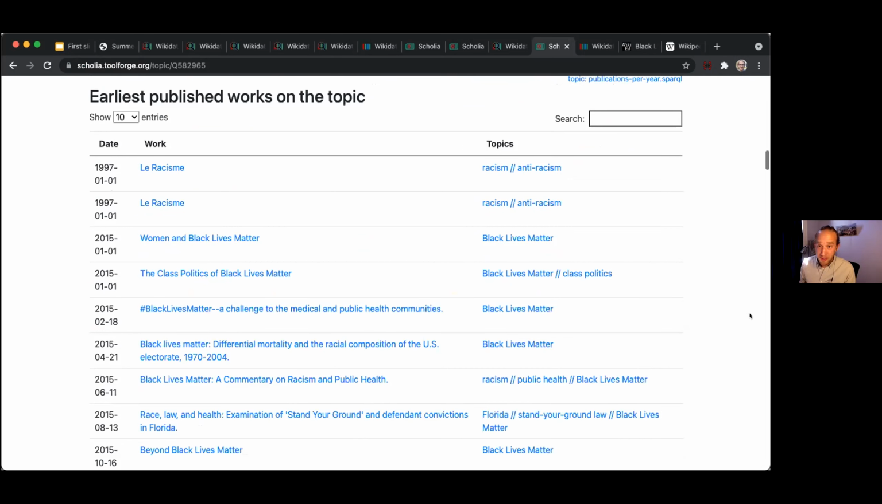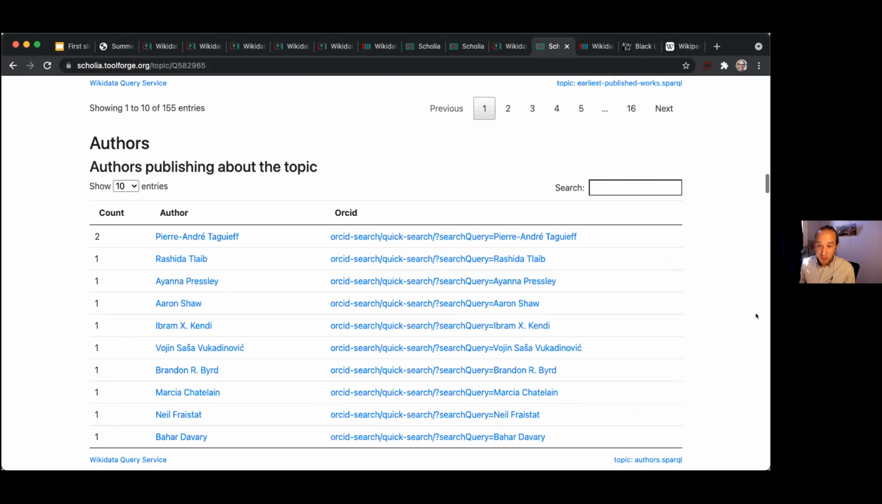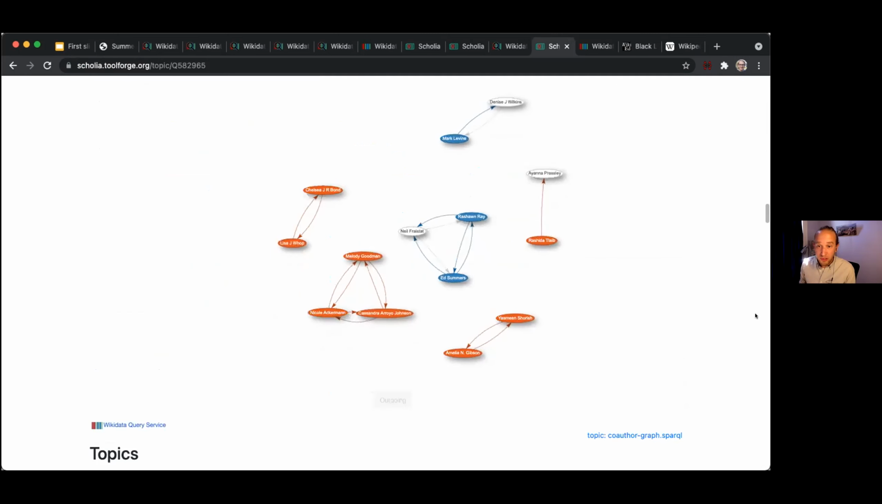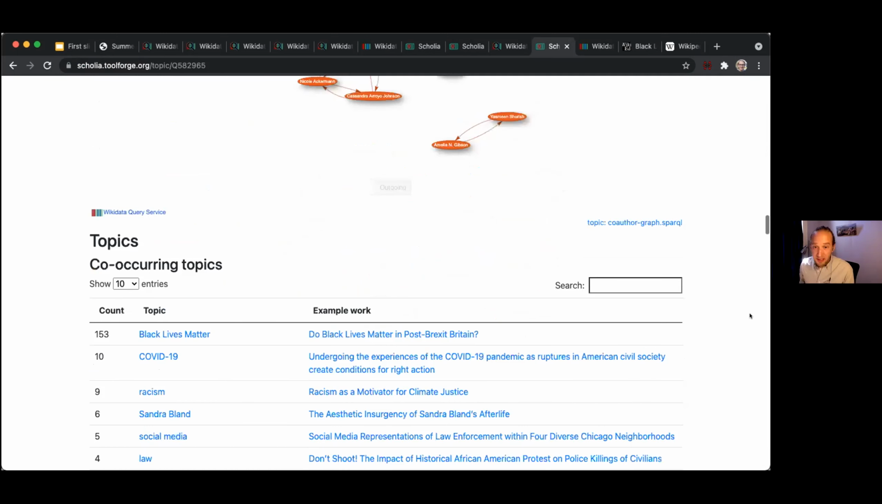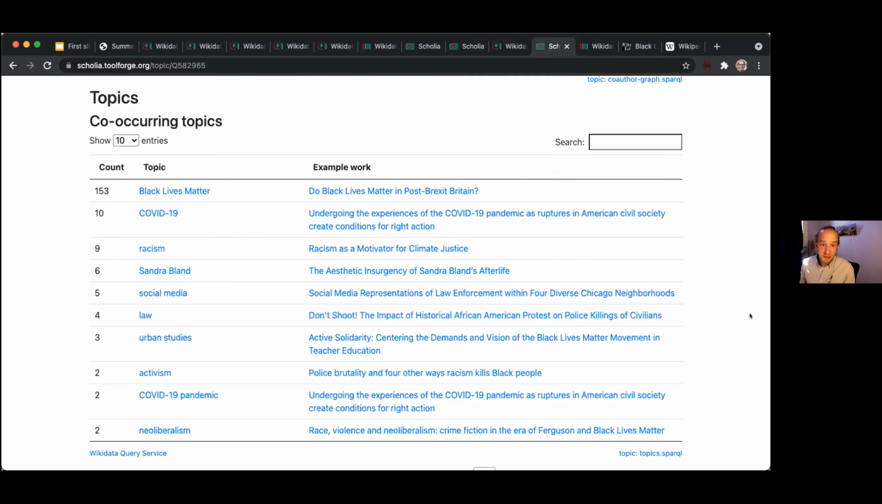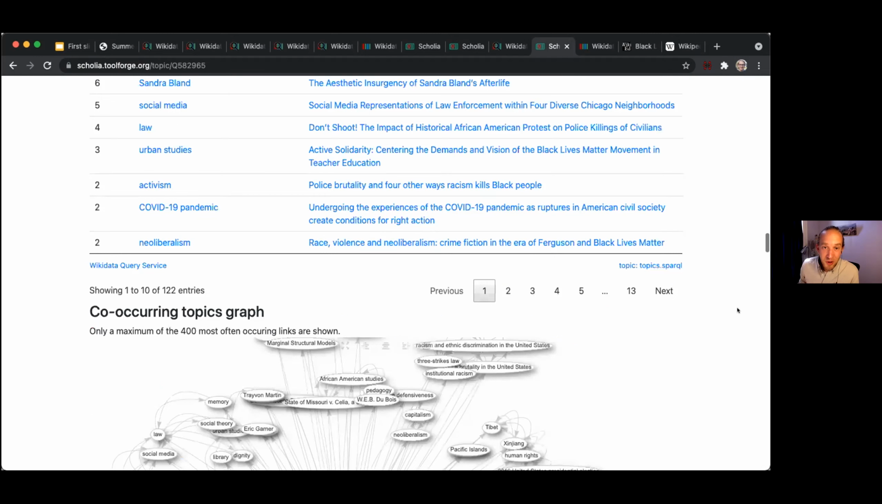Earliest published works on these topics, and then a set of authors who publish on this particular topic, co-author graph, so you can see who's working together in these research areas, other topics related to this, or that co-occur, so things that are published at the same time. And then I think this graph is really important. 400 links. Oh, no, that's just the max.